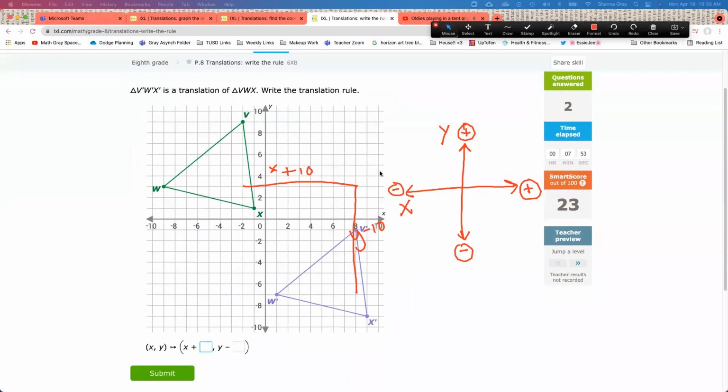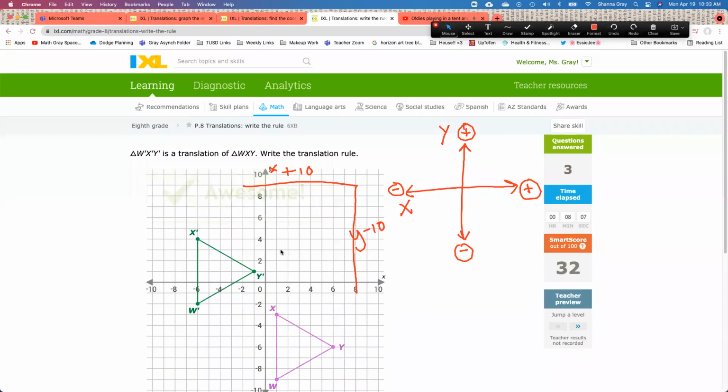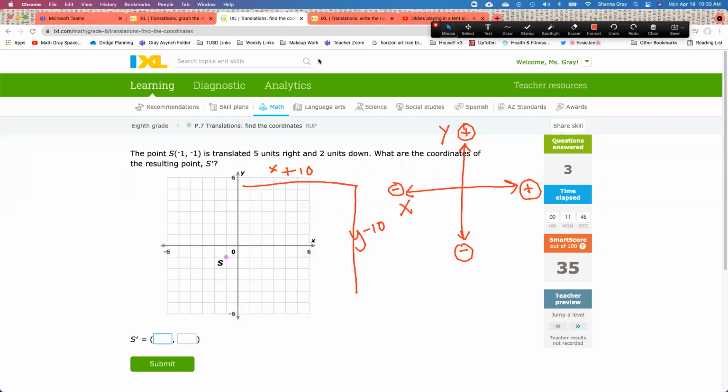Let's fill that in and see. See, and it already fills in the signs for me, which is pretty helpful. So you don't have to worry as much about making mistakes on that. So I'm going in the positive direction 10 for x, and I'm going in the negative direction 10 for y. So that's kind of what I was saying about these problems.